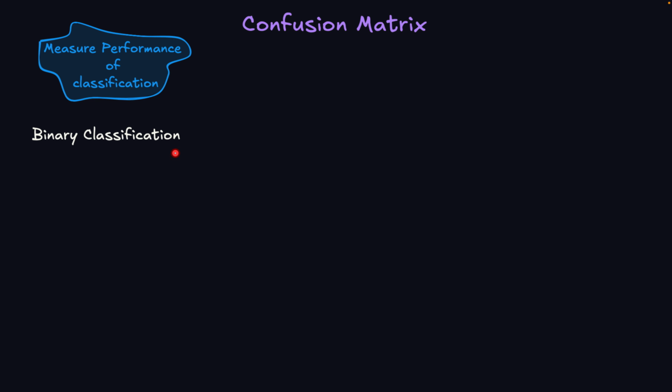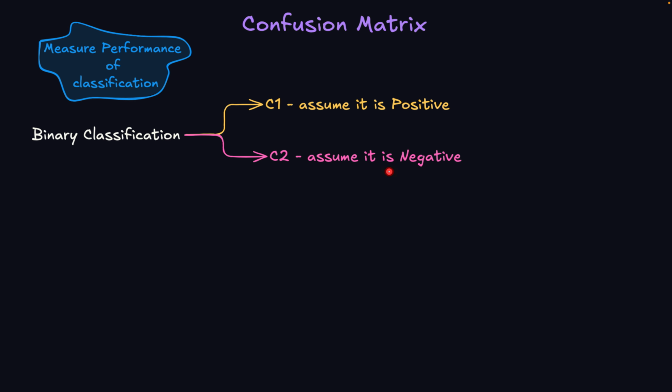Okay? Now, in binary classification, obviously, we'll have two classes. Let's call the first class C1, and let's also assume that it is a positive class. And the second class is called C2. Let's assume this as a negative class. So imagine that this is some sort of COVID classification. So you want to decide whether someone is COVID positive or not. So if it is positive, they'll be in class 1. If it is negative, then they'll be in class 2.